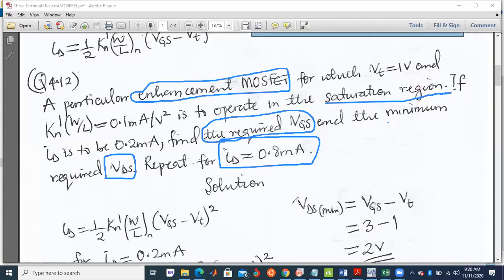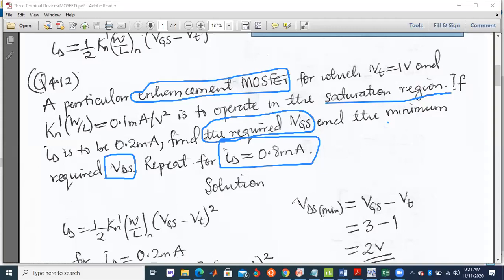Are you with me? Please, if you don't know it, just say you forgot so that we can move on. Teacher, if the VT is positive, it is enhancement. When VT is negative, it will be depletion. When VT is negative, it is enhancement.